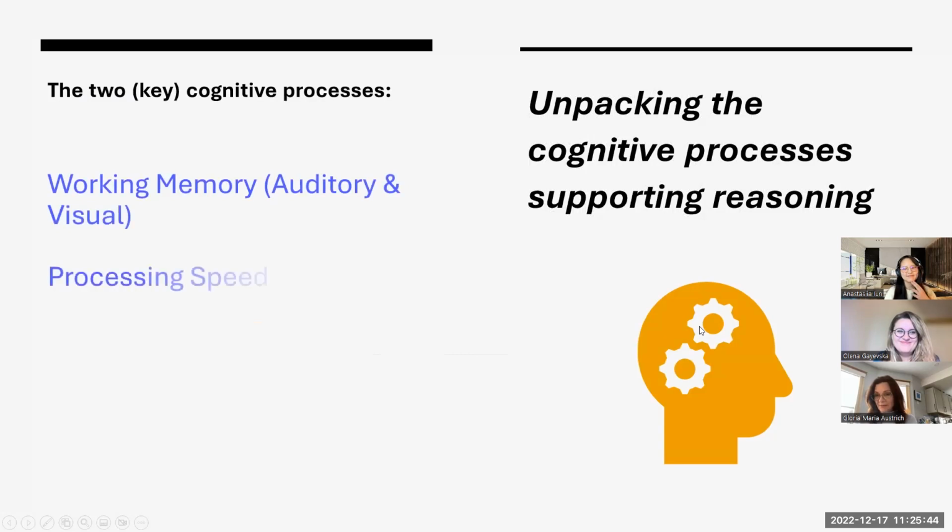So then you have your three areas of reasoning, and I like to refer to them as sort of the house, and then there are two pillars that hold that house up. The house is the learning process, and the pillars are what supports that house. Working memory, both auditory and visual memory, and processing speed are cognitive processes that support the learning process. These are very key.